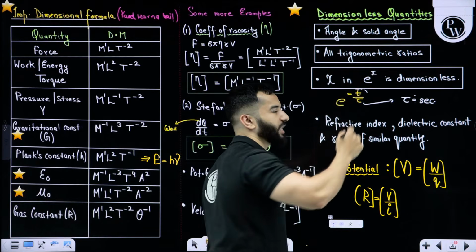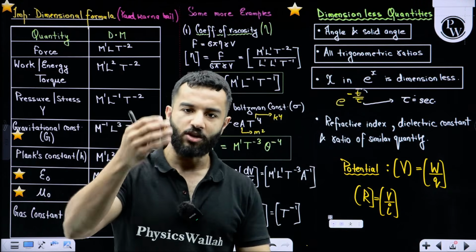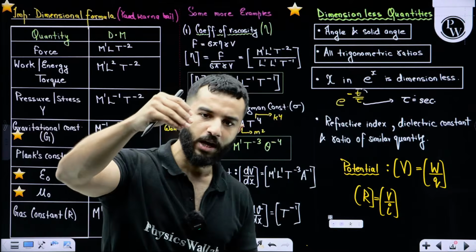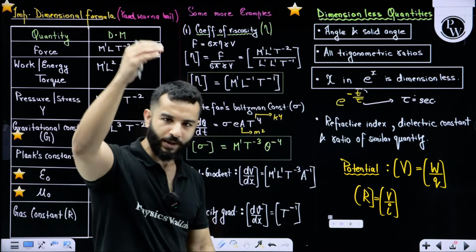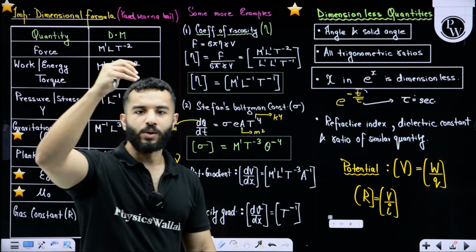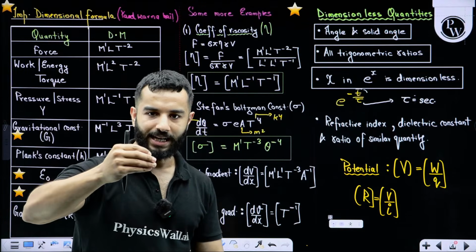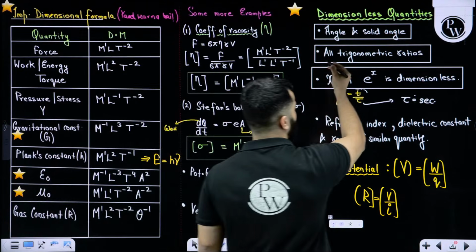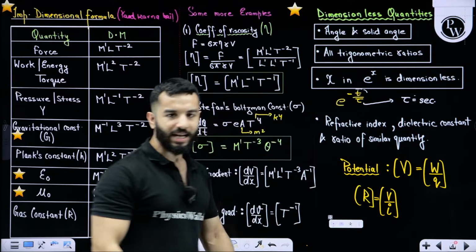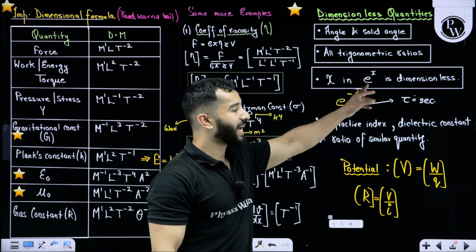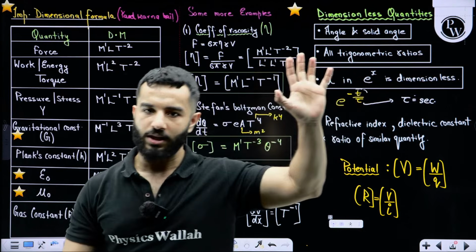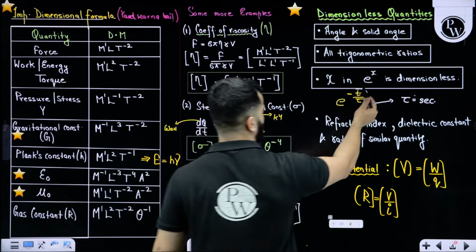All trigonometric ratios, whether you talk about sine theta, cos theta, tan theta, perpendicular upon hypotenuse, base upon hypotenuse, perpendicular upon base, basically we are talking about length divided by length. So all trigonometric ratios will come out to be dimensionless. e raised to the power x is also a dimensionless quantity, and this x is also dimensionless.